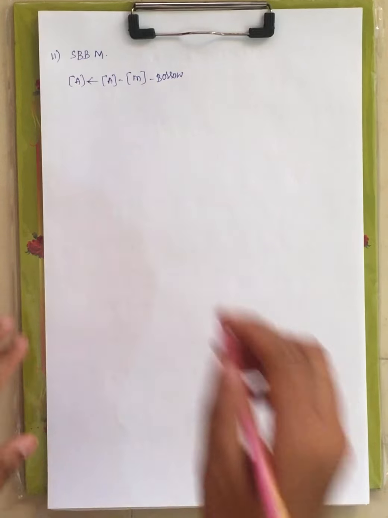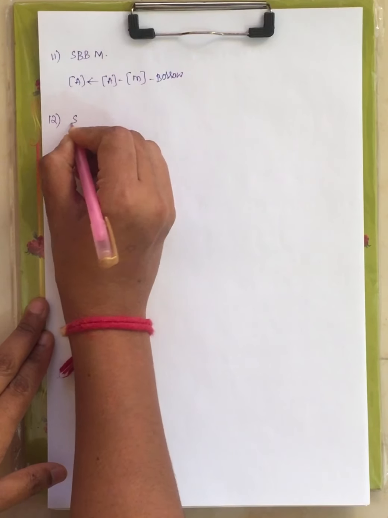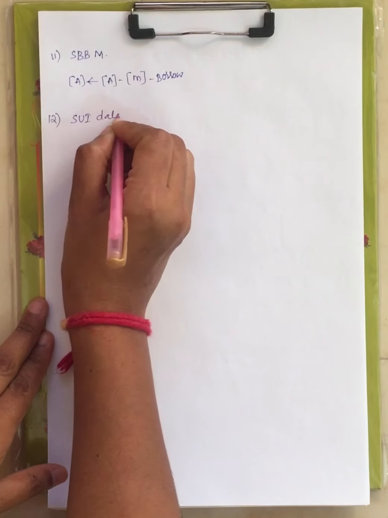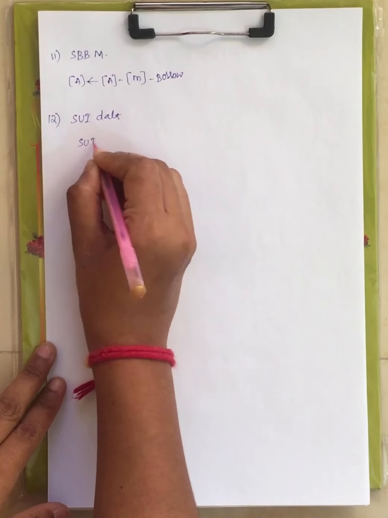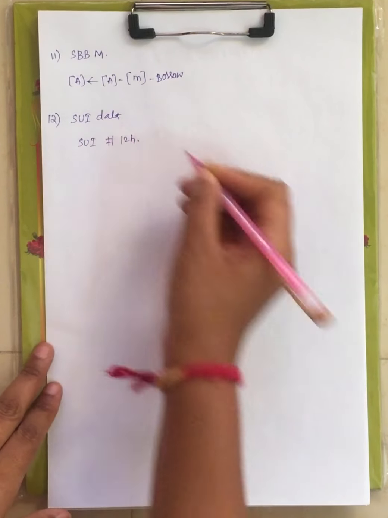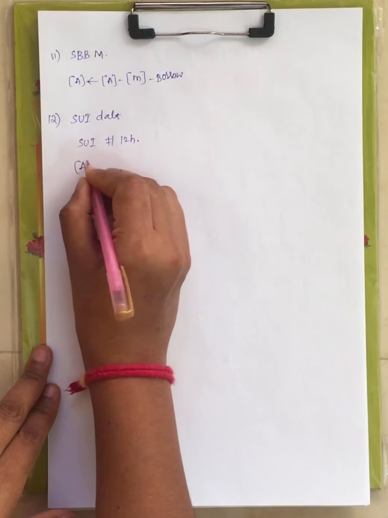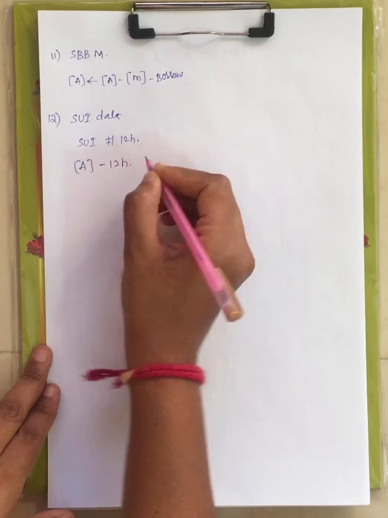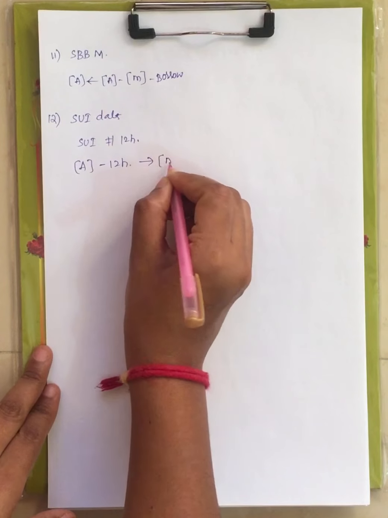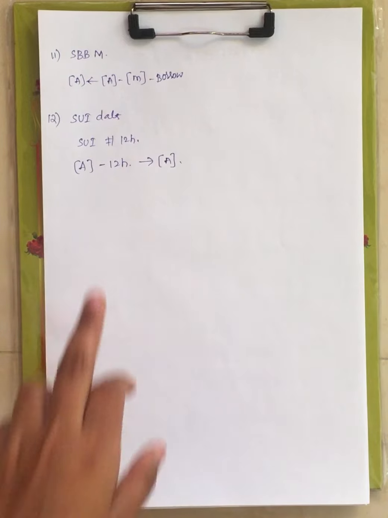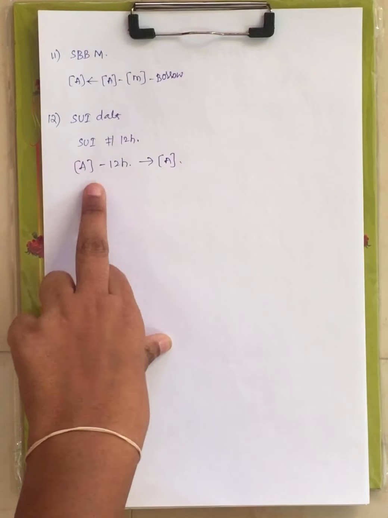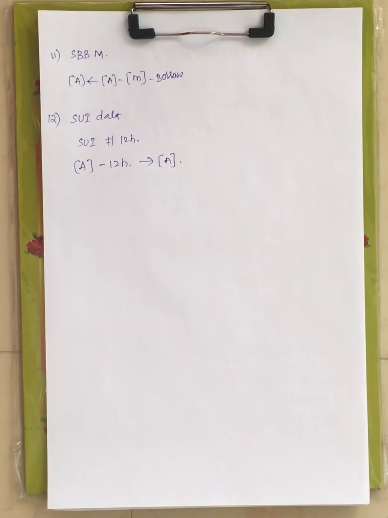Now coming to the 12th instruction, we have SUI data, subtract immediate data, right? Now consider this example, SUI 12H, right? The contents of the accumulator are subtracted with 12H and the result is stored in A itself. That means whatever immediate data is specified within the instruction is subtracted from the contents of the accumulator and the result is stored in the accumulator itself, right?